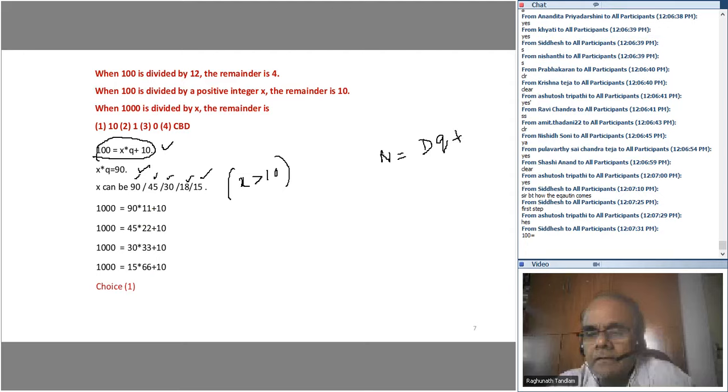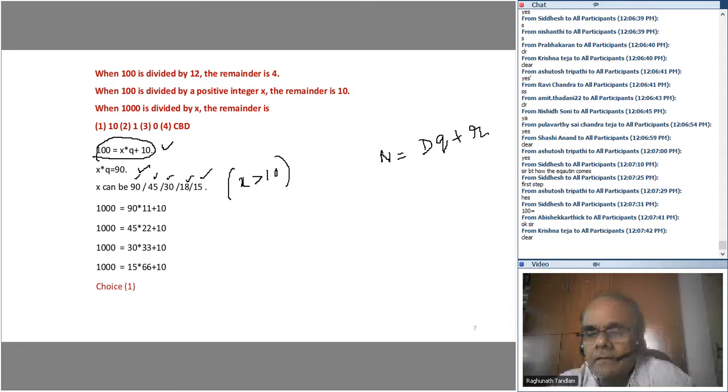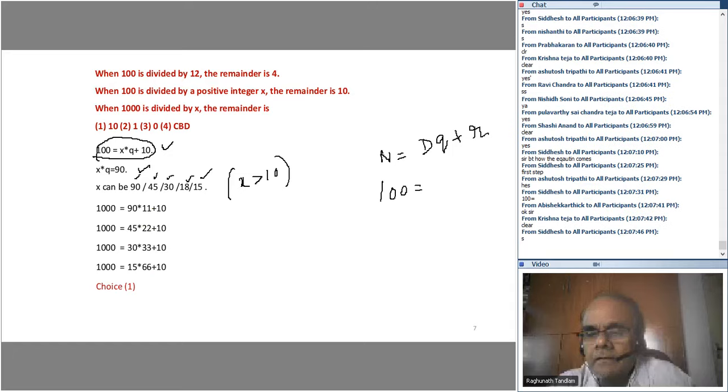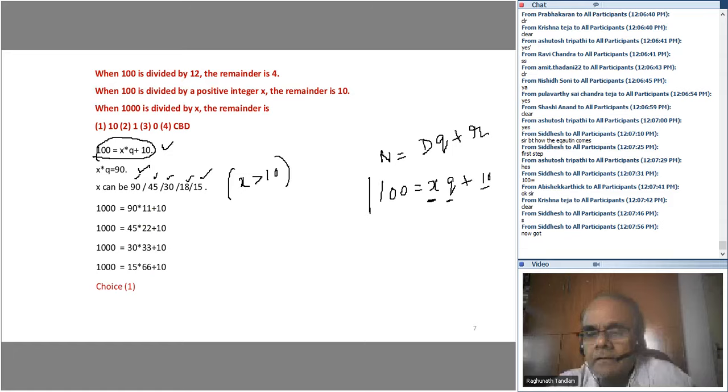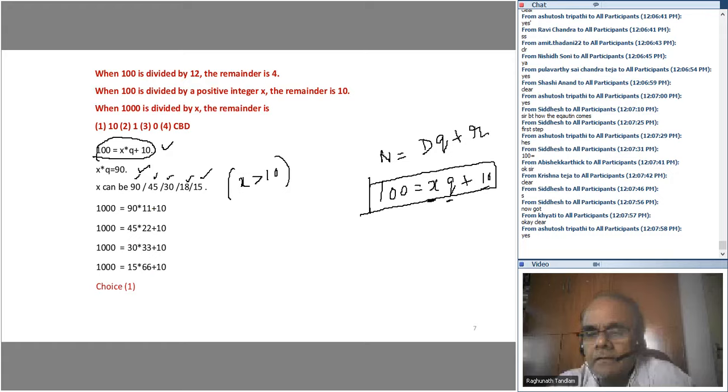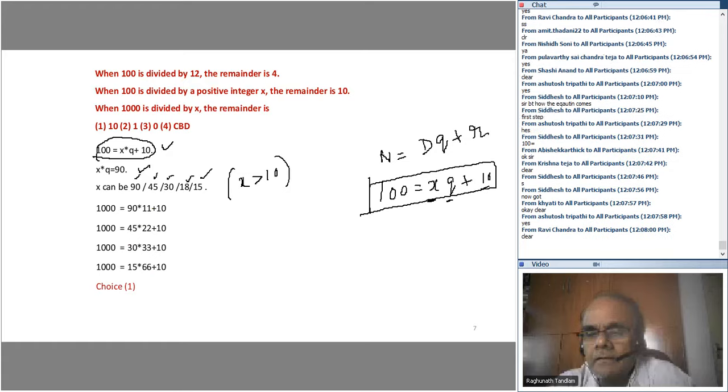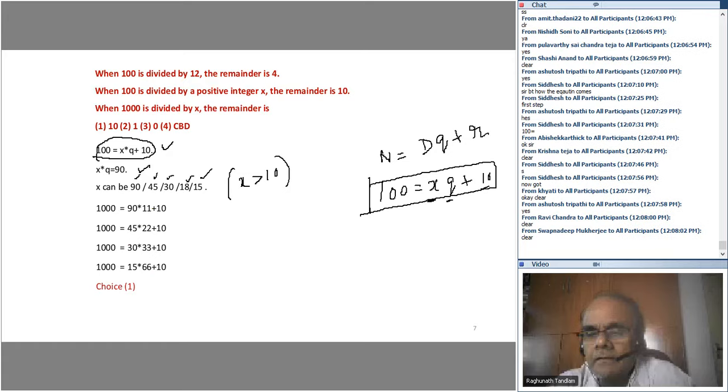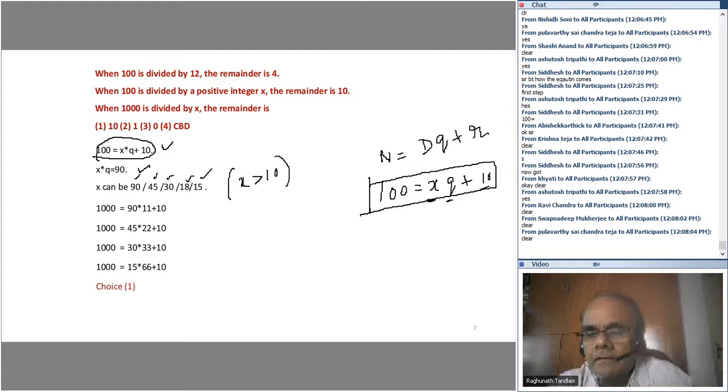So 100 can be written as x cube times q plus 10, where x cube is the divisor, q is the quotient, and 10 is the remainder. Are you clear how this equation has come? So what will be the remainder? The answer is still 10. Right. Shall we go to the next one?